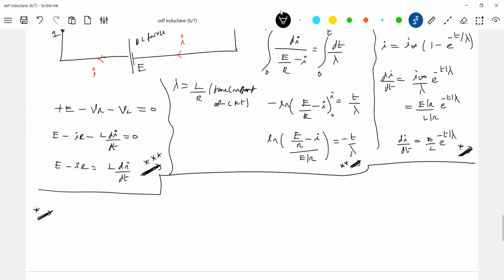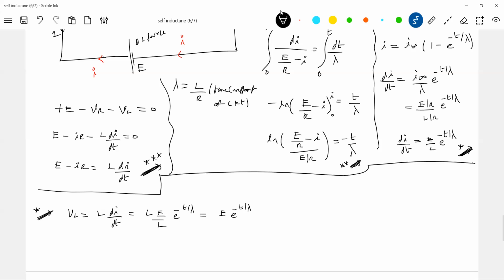No. What is the drop across the inductor? What is the formula? L di by dt. We know the value of L, and we know the value of di by dt. That gives E by L e to the power of minus t by lambda, times L, which is equal to E e to the power of minus t by lambda. That's the drop across the inductor. Look at it: it will decrease exponentially, no? At t equals 0 it is equal to E, and then it decreases exponentially.